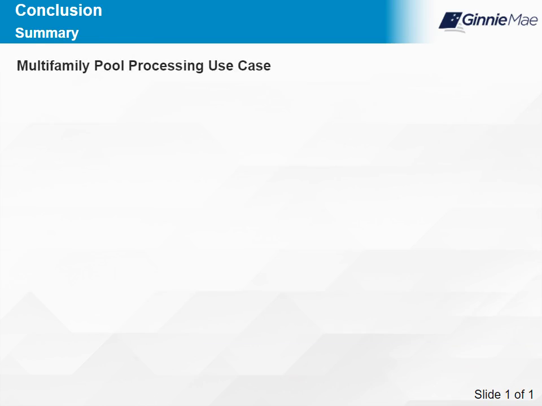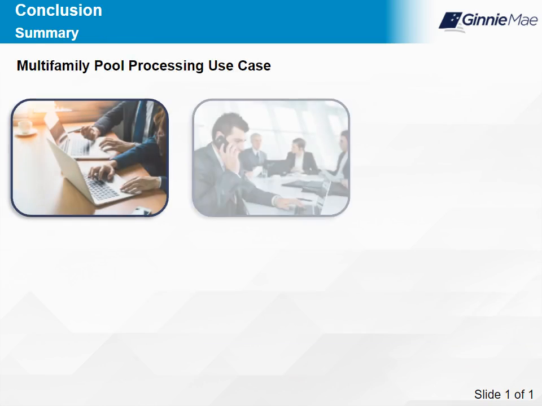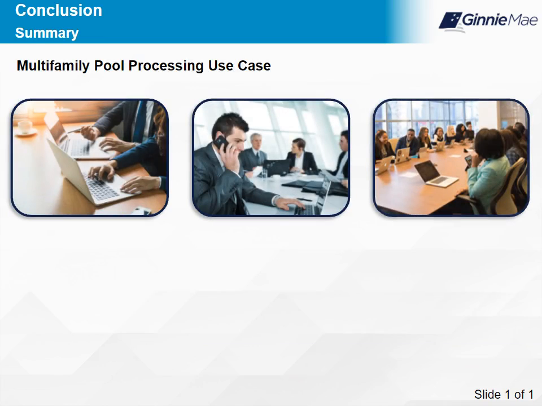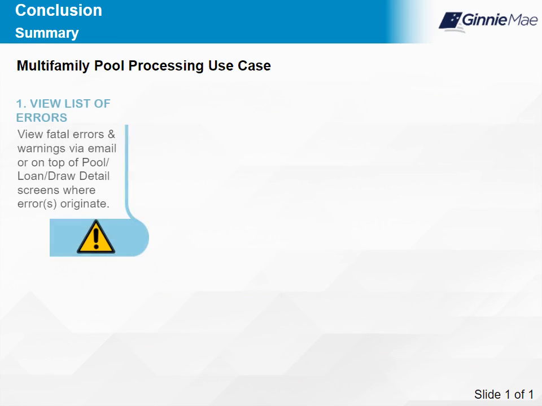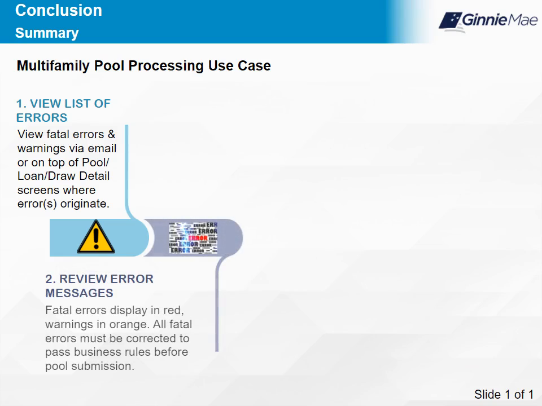The goal of this course was to provide issuers, document custodians, and Ginnie Mae staff with the skills they need to locate and edit pool or mortgage-related errors to successfully pass the Ginnie Mae business rules. You learned where to view a list of error messages for pool or mortgage-related data entered in Mfpdm and where to see current pool status. You also learned how to navigate to and generate an error report to review specific errors.